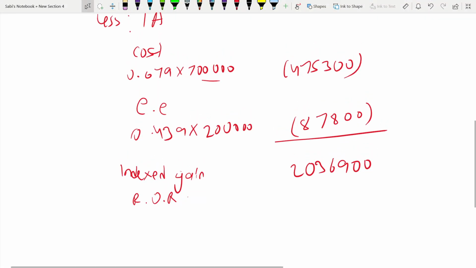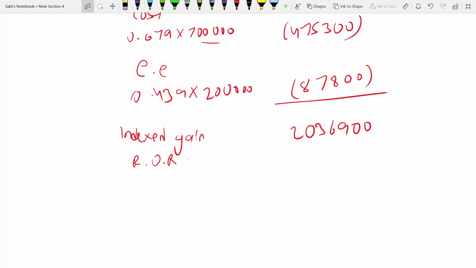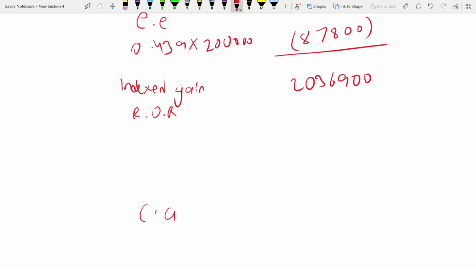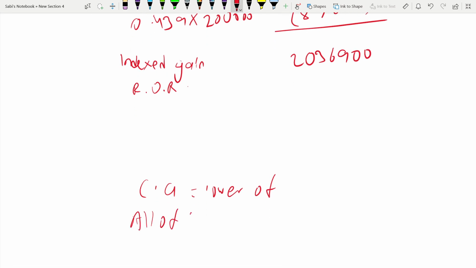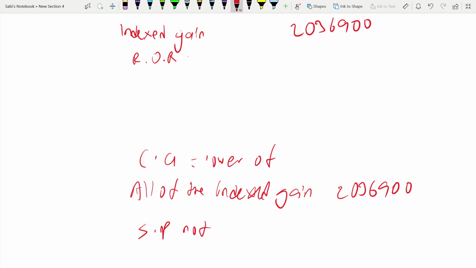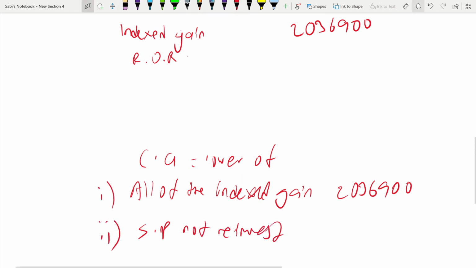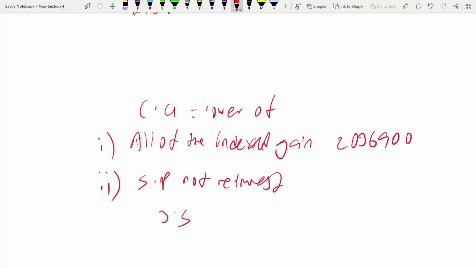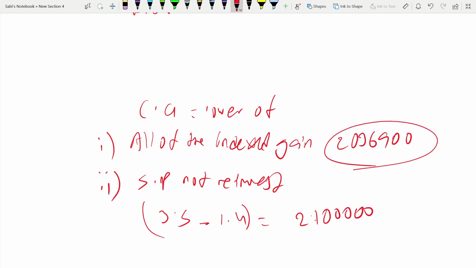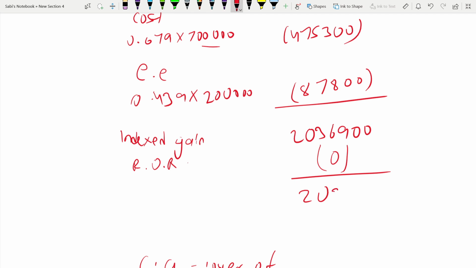Therefore, we'll see how much the chargeable gain is. The chargeable gain will be the lower of the indexed gain, in this case 2,036,900, or the sale proceeds not reinvested, whichever is lower. We have sale proceeds of 3.5 and we have reinvested only 1.4, so not reinvested is 2,100,000. You see, the indexed gain is lower. So that's why there is no rollover relief, and this is your chargeable gain, not 2.1 million.